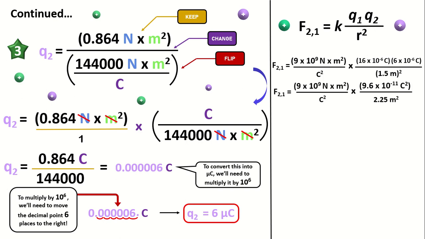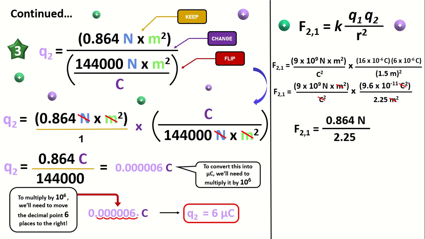Alright, so if we do a little bit of simplification, 16 times 10 to the minus 6 coulombs by 6 times 10 to the minus 6 coulombs would equate to a value of 9.6 times 10 to the minus 11 coulombs squared. And 1.5 meters squared would equate to a value of 2.25 meters squared. And once again, the Coulomb squared and meter squared cancel out as they're both in the numerator and denominator of this problem. So with that said, we're just left with a Newton, which is good because that's what the electrostatic force is measured in.